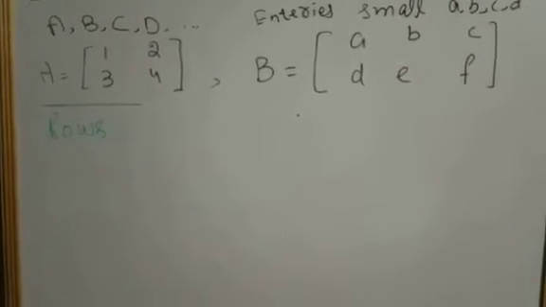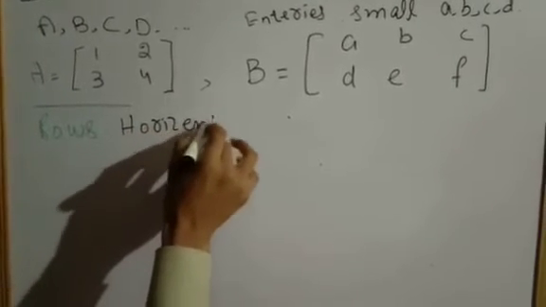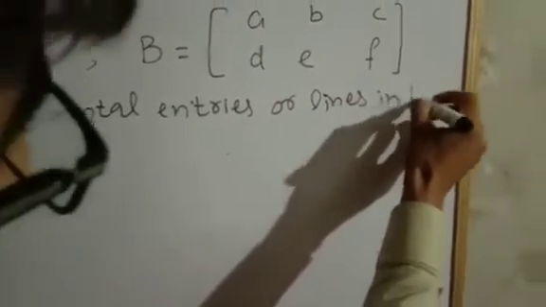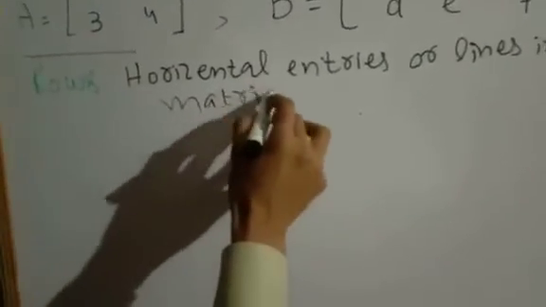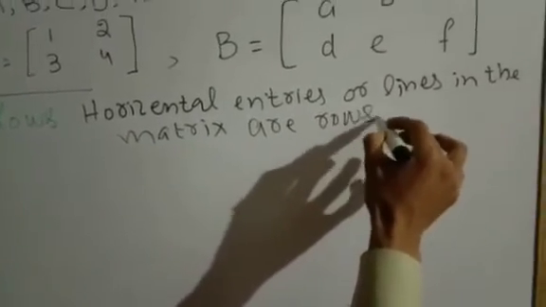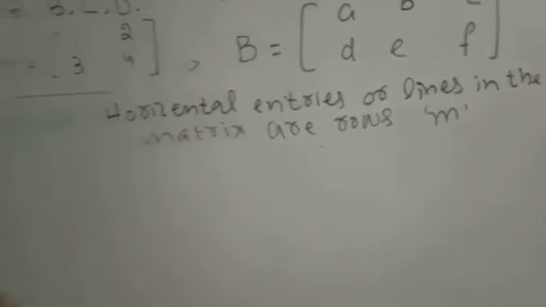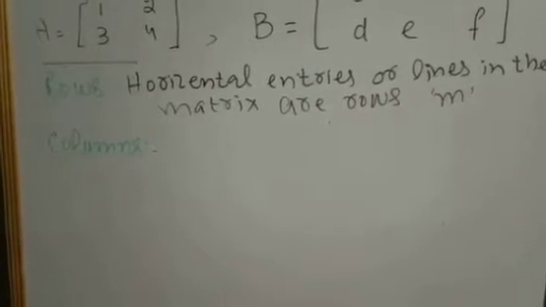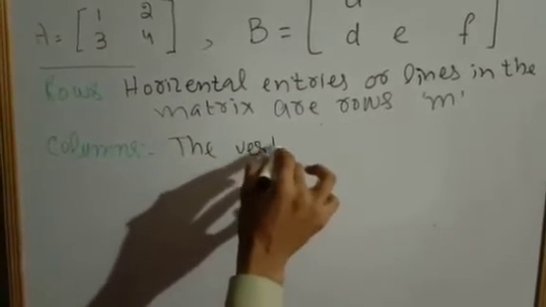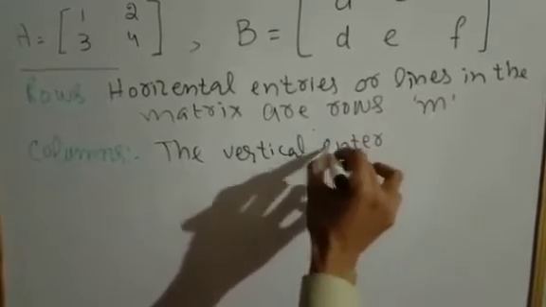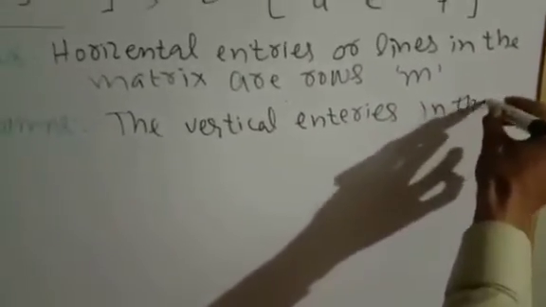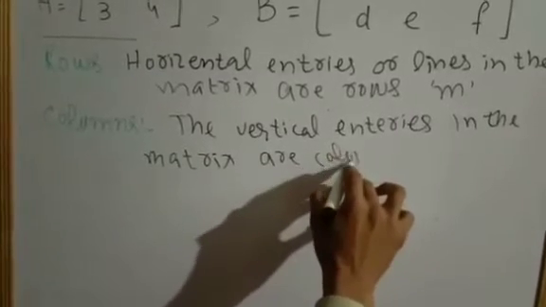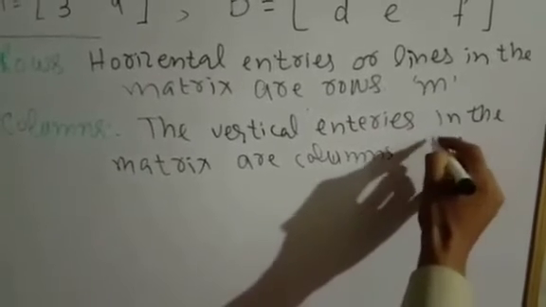Rows. The horizontal entries or lines in the matrix are rows, and they are represented by small m, while columns, the vertical entries in the matrix, are columns, and they are represented by small n.